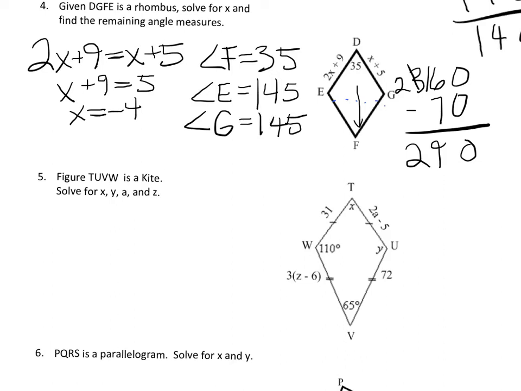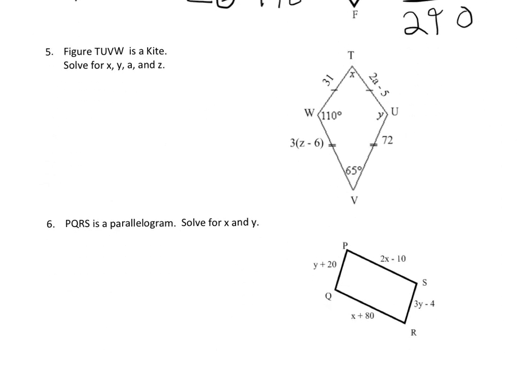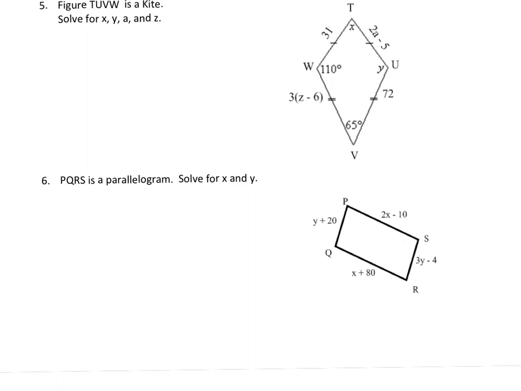And that's all it asked me to look at. Moving on to the next example, 5, same kind of story. I am given a quadrilateral and it tells me it's a kite. So I think back, what's a kite?